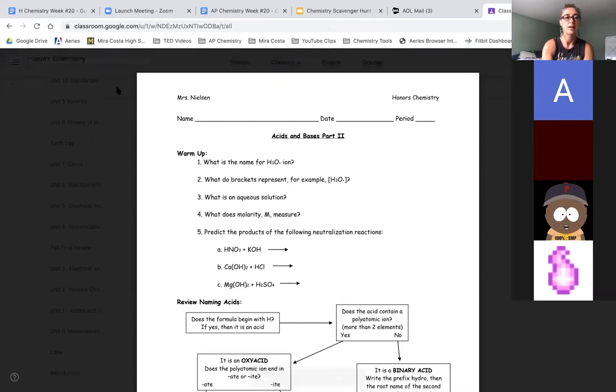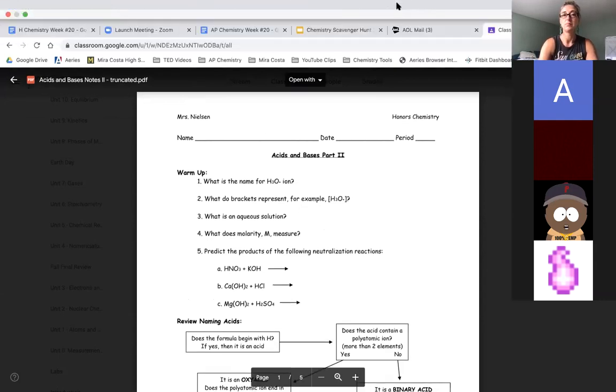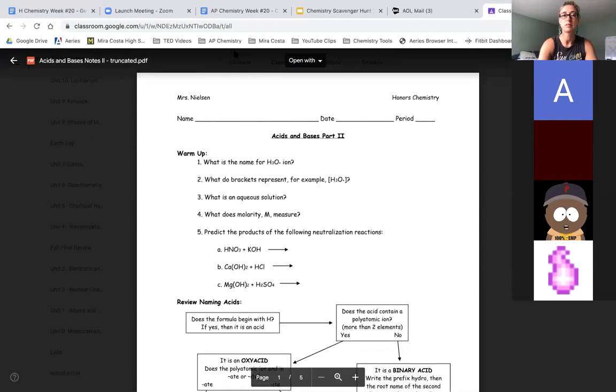All right, let's go ahead and get started today with our acids and bases notes part 2, where we get into some pH calculations, okay? So first bit here says, I'm going to do my best to annotate directly on this. So, can I zoom in here? Sorry. Well, I guess that's not going to work.